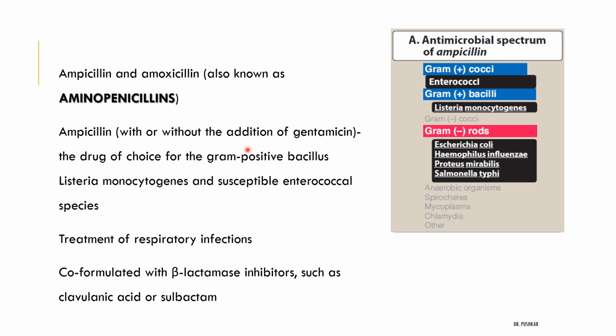Ampicillin, with or without gentamicin, is the drug of choice for the gram-positive bacillus Listeria monocytogenes, as well as some other susceptible enterococcal species, and it is very widely used for the treatment of respiratory infections, and it is usually co-formulated with clavulanic acid or sulbactam. For oral use, we use clavulanic acid. For IM or IV use, we usually use sulbactam.